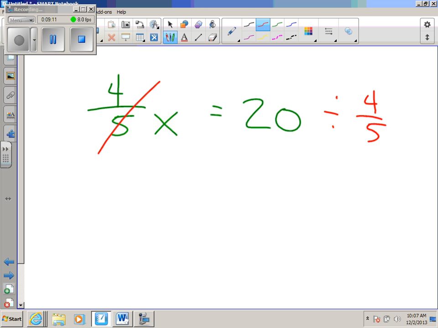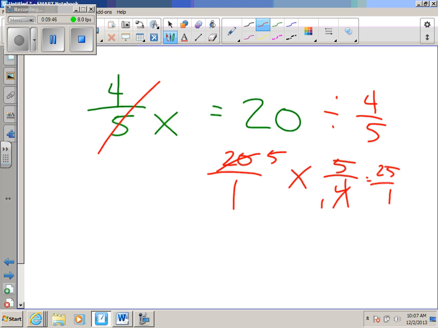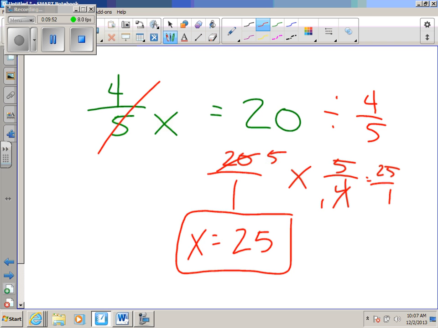4/5. And this step right here is really, really important, because we know that we always will flip what we are dividing by. So if you write it out this way, it becomes very clear which one needs to get flipped. Let's put it into fraction form and multiply by its reciprocal, which is then 5/4. 20 and 4 both have 4 in common. There's 5 there and 1. 25 over 1, x equals 25.